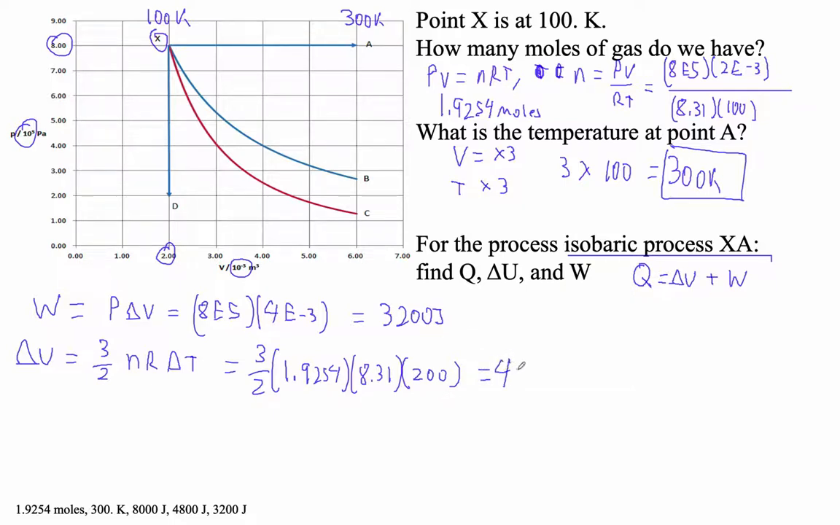Now that seems like a strangely round number, right? Okay, what's the other way to get it? Well, this is the way to do it. It's actually 3/2 P delta V. Why does that work? Well, because PV equals nRT, right? So we can just substitute. Anytime you see nRT, you can do PV. So let's try that. 3/2 times 8E5 times 4E minus 3, and this is our PV. I'm just looking at that. So basically 3 divided by 2 times 3200 is 4800.